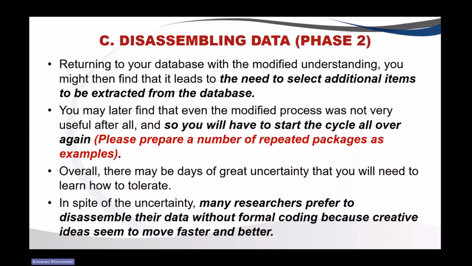And this is what they're telling us. When you go back, you find that it does not represent what you want to say, or it is not clear enough, or it would mislead the readers or people that are interested in your study. You then seek a new approach. Doing so means going back to the database and you select segments that will assist you to present your data correctly or analyze your data correctly. You may later find that even the modified process was not very useful after all, and so you will have to start the cycle all over again, not only once, but twice or thrice.